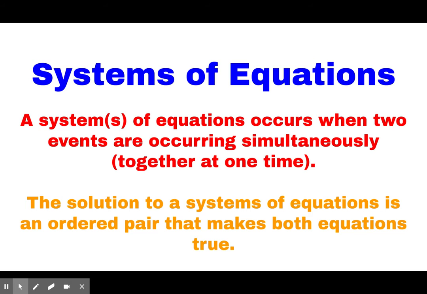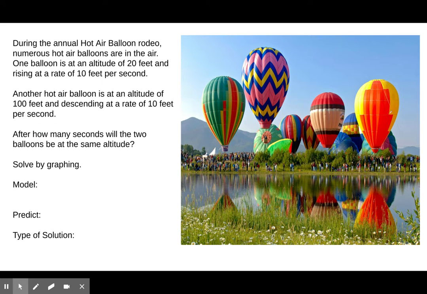And the solution to a system of equations is an ordered pair that makes both equations true. So what we're going to be doing for this week and next week, and then even a little bit into January, is finding the solutions to systems of equations, which means we're going to be finding an ordered pair, which is an x and a y value, that's going to make both equations true. All right, so let's look at our first example here.